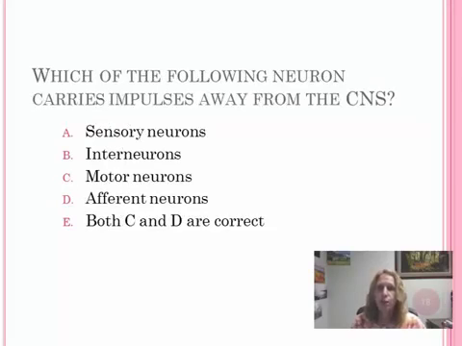Which of the following neuron carries impulses away from the central nervous system? Sensory neurons, interneurons, motor neurons, afferent neurons, or both motor neurons and afferent neurons? The correct answer is C, motor neurons. If we wanted another term that represents neurons carrying impulses away from the central nervous system, we would say efferent neurons.